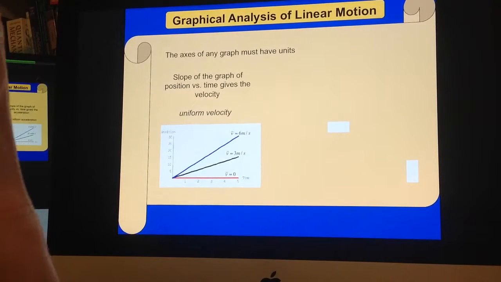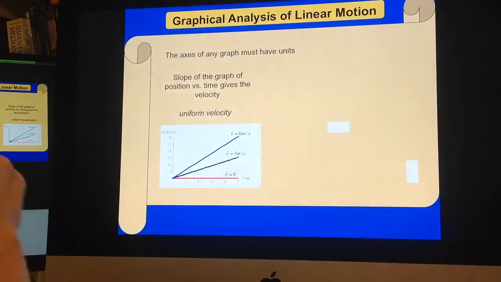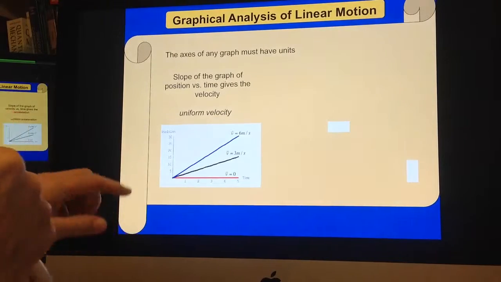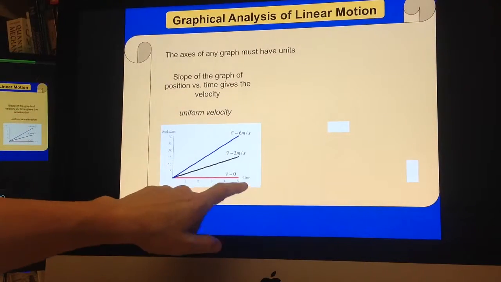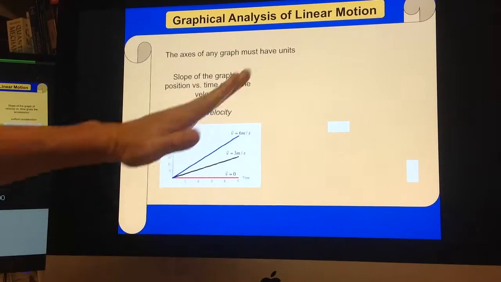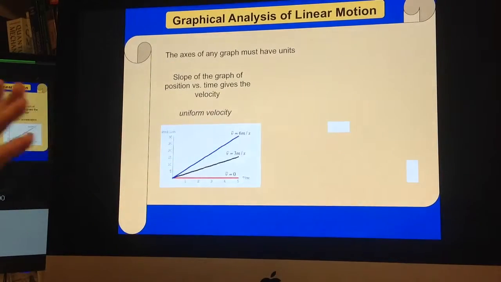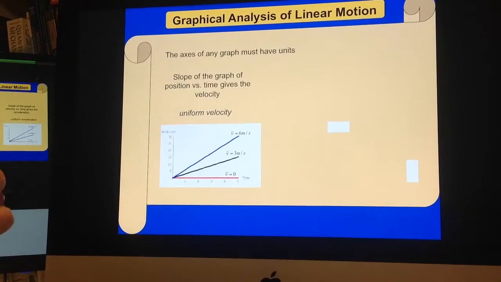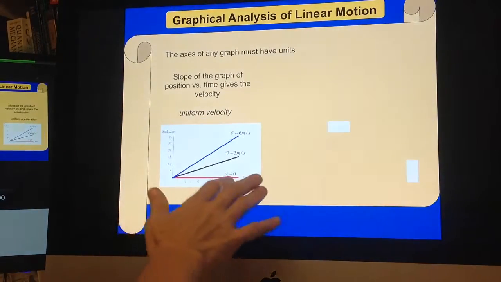When we have uniform velocity, it's a simple motion, and what I can plot is the position versus time. So suppose I have position in meters, time in seconds, and I'll have straight lines because my velocity is just constant. I don't have acceleration, so I'll have just straight lines for the velocity. What is the information that I get from this kind of plot?